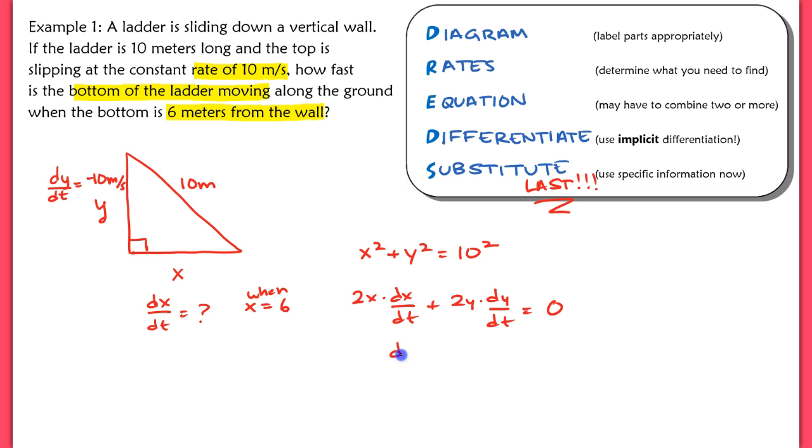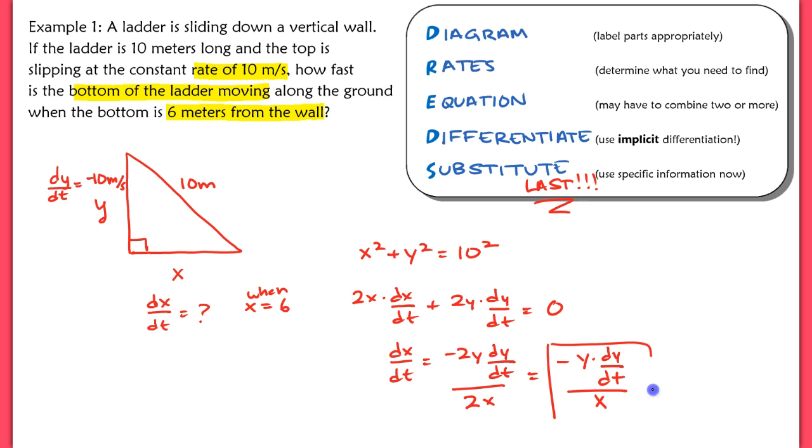Now our goal is to find dx/dt, right? So what I'm going to do is isolate dx/dt. So I would move over that 2y dy/dt term, so it becomes negative. And then I'd have to divide out that 2x. So if I just reduce here, I'm looking at negative y times dy/dt all over x. So now what I'm going to have to do is my very last step, and that's to substitute in values into this particular equation.